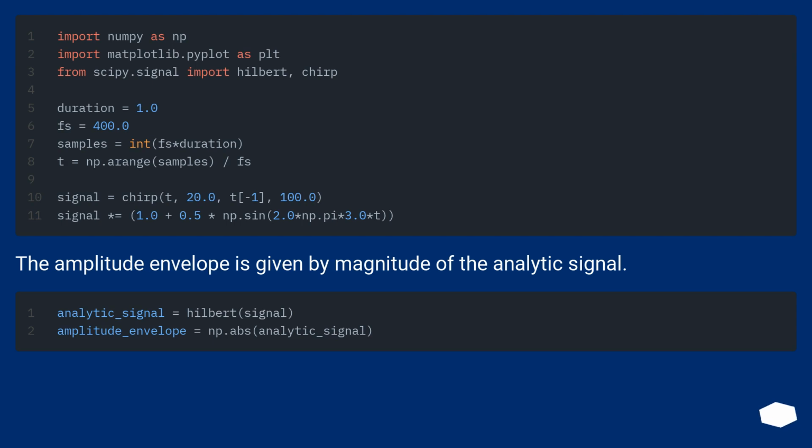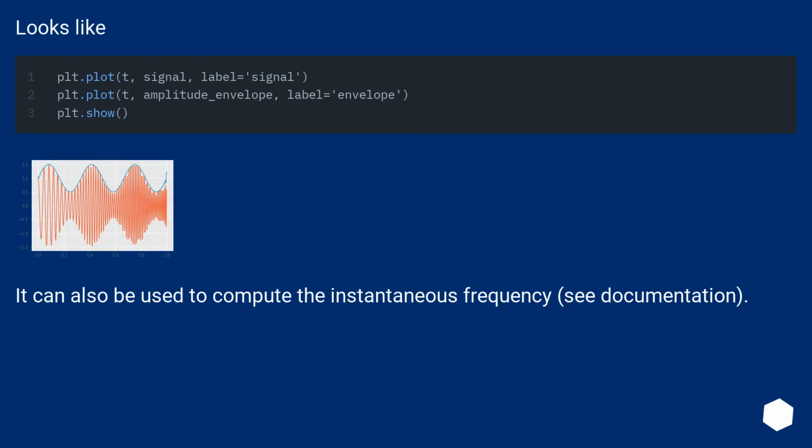The amplitude envelope is given by the magnitude of the analytic signal. It can also be used to compute the instantaneous frequency. See documentation.